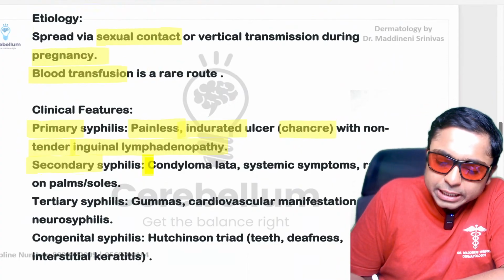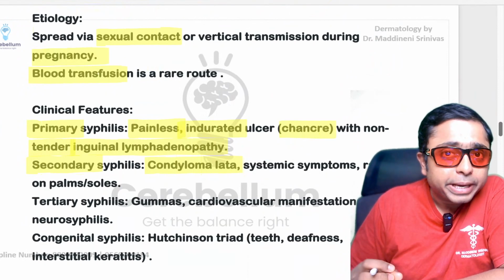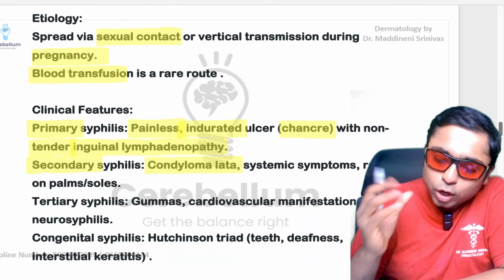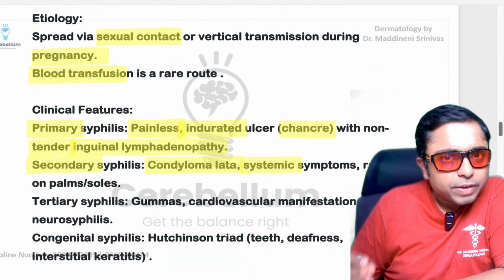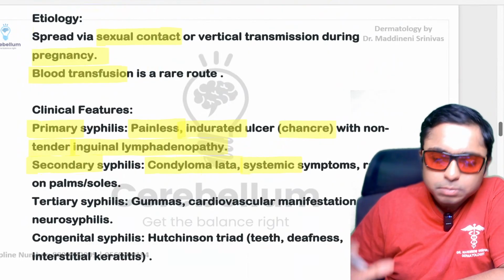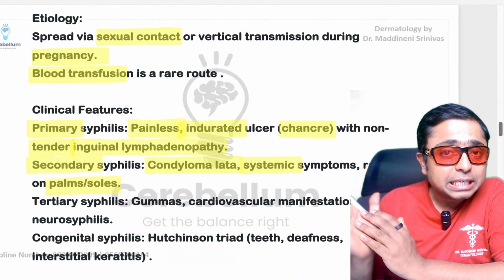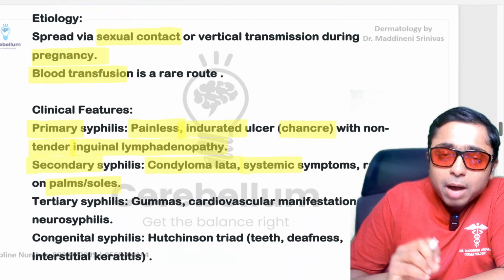Okay, in the mucosa, we can see a broad-based moist lesion called condyloma lata, and systemic symptoms will be there: constitutional symptoms, fever, arthralgia, myalgia. Also, a rash over the palms and soles is very, very classical, which is hyperpigmented macules called palmar syphilids.